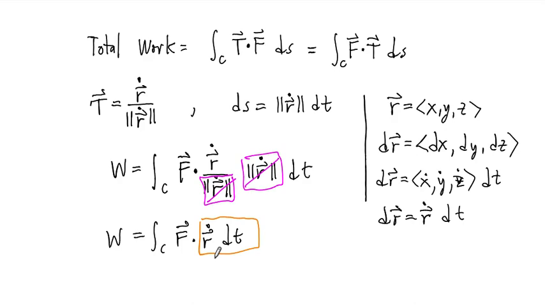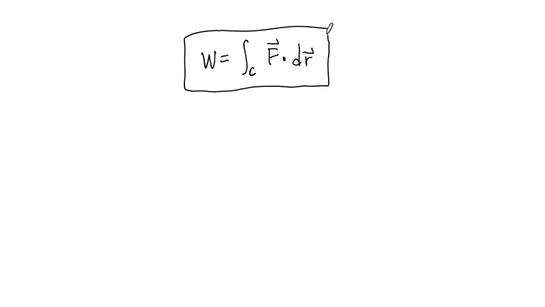And so from now on, what we will write is that the work done by a vector field or a force field on a particle along a path is equal to the path integral of F dot dr. So this is a formula for the work done by a vector field on a particle along a path.